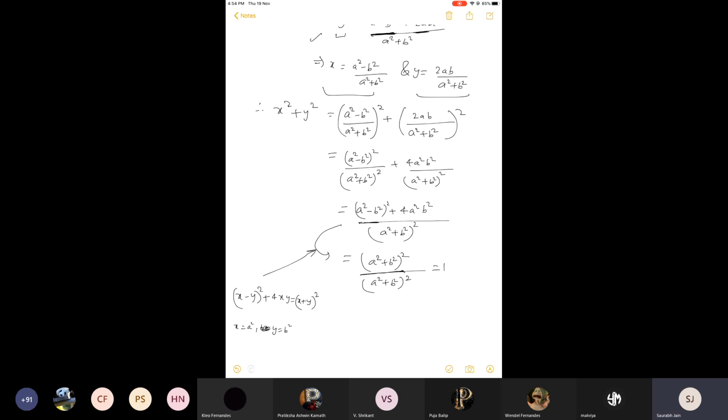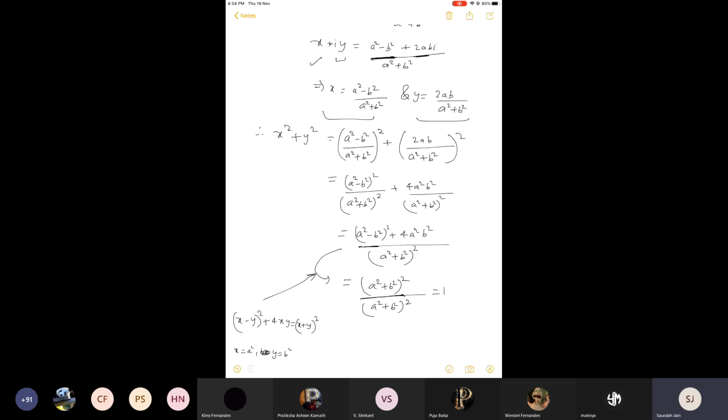So what are the steps involved? First is rationalization. After rationalization and splitting, you will get the values of x and y by equating the real part and imaginary part. Once you have the values of x and y, you square and add them because that is what is required in the question. Simplify that, and you will get 1.